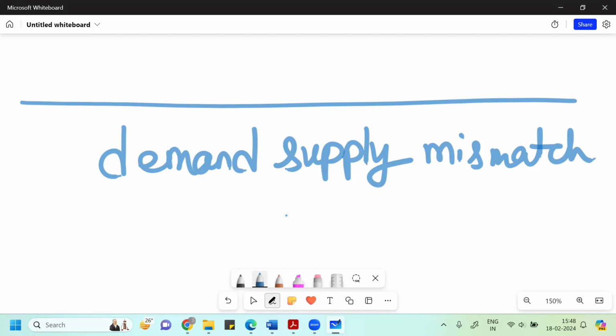While if you want to act like a seller in the future, then you have a concern that the price might fall in the future. So whoever wants to buy something in the future has a worry that the price might rise, or the person who wants to act like a seller in the future might have a concern that the price might fall.